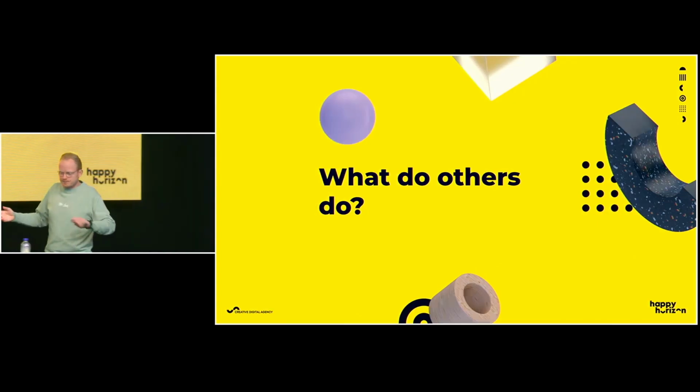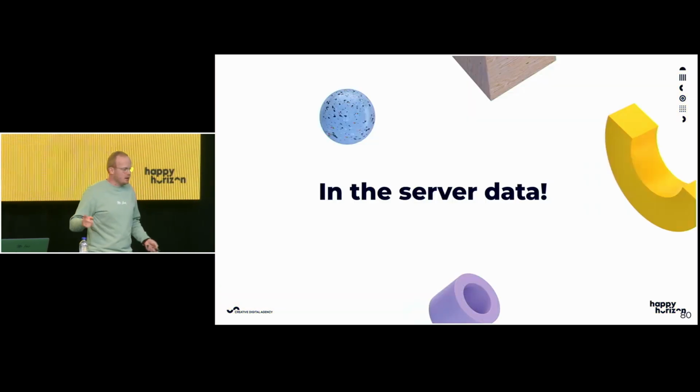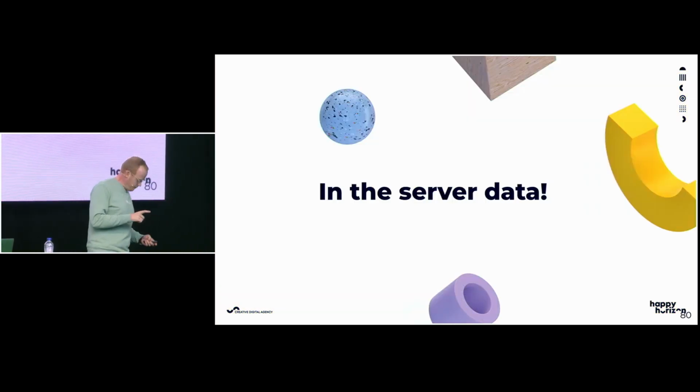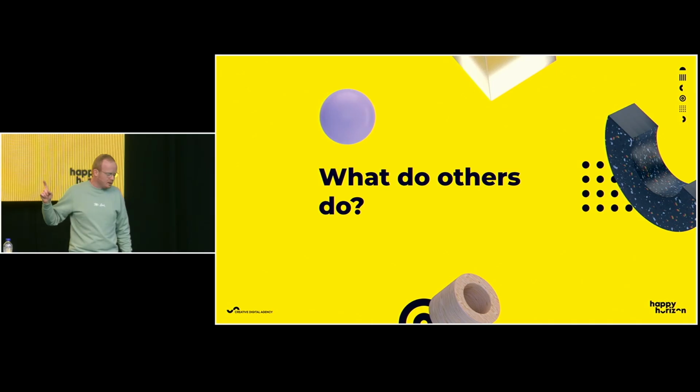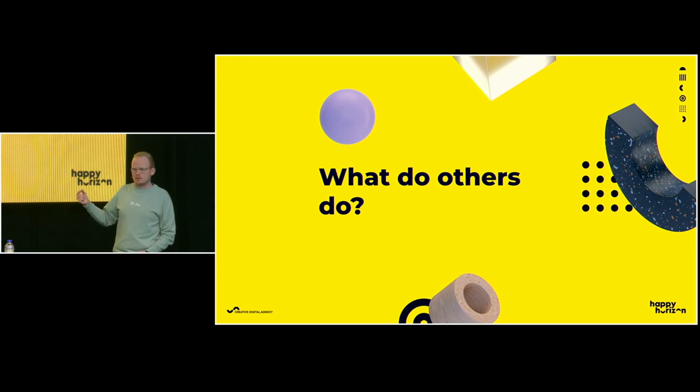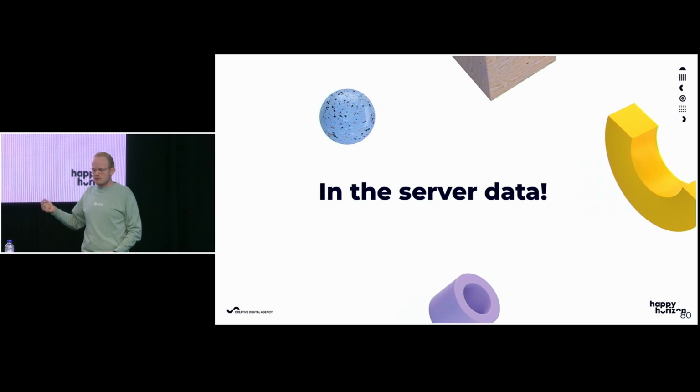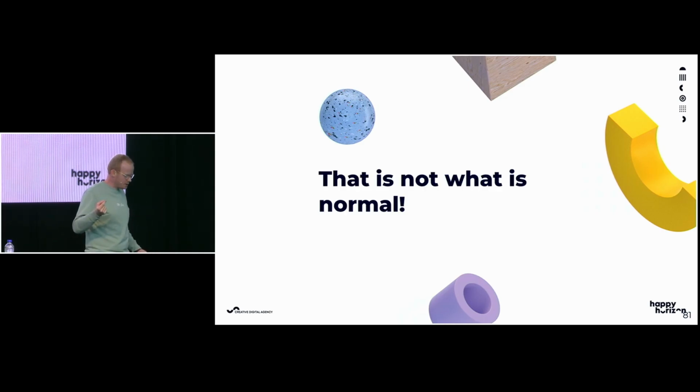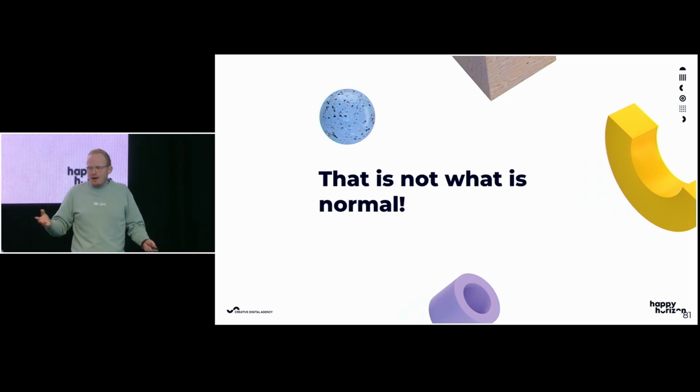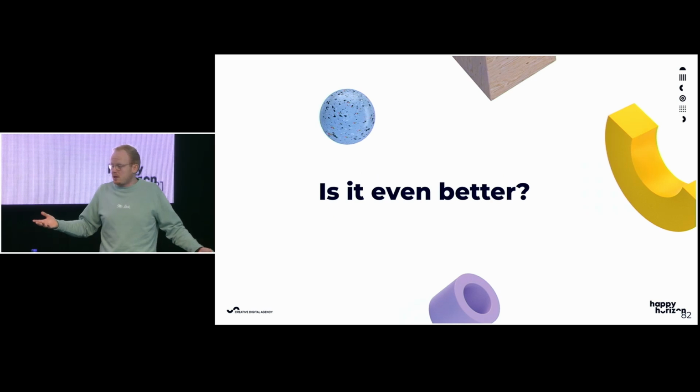But what if there is another solution? What do others do? Let's take a look at two brands on the Next.js homepage, like Sonos and Nike. And they are doing it with server data. Then it's not even in your bundle size. But that is not what all the tutorials or anybody is telling you, actually. But let's give it a try.